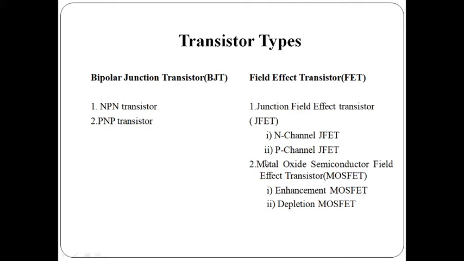The FET can be broadly classified into two types. The first one is called a junction field effect transistor, JFET, and the second one is called a metal oxide semiconductor field effect transistor, MOSFET. The other name for MOSFET is insulated gate FET or metal oxide silicon transistor. JFET can be classified into two types. The first type is called an N-channel JFET and the second type is called a P-channel JFET.